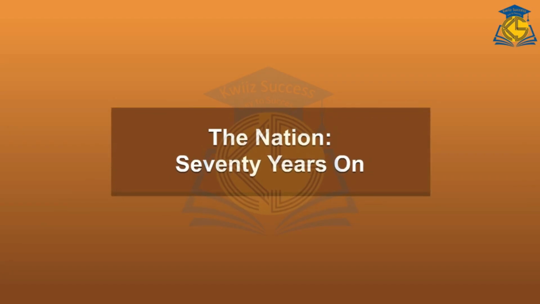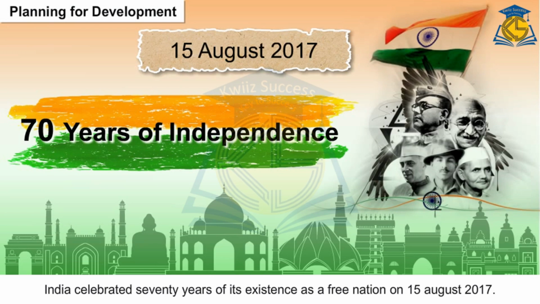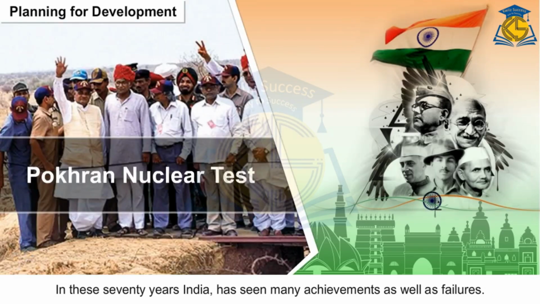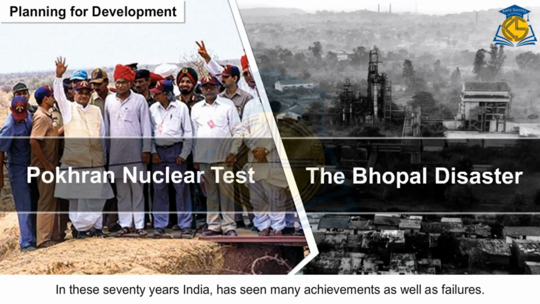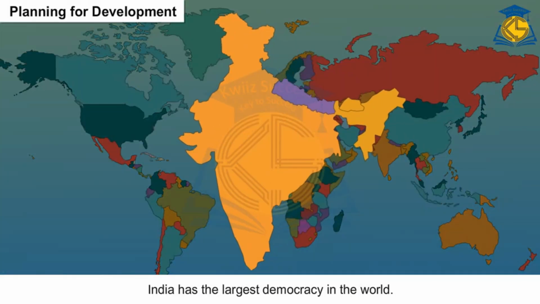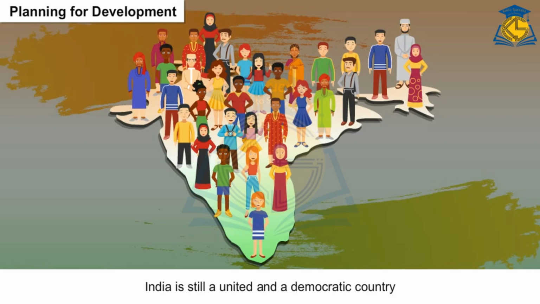The nation, 70 years on. India celebrated 70 years of its existence as a free nation on 15 August 2017. In these 70 years, India has seen many achievements as well as failures. India has the largest democracy in the world. Major successes during 70 years of India are: India is still a united and a democratic country.